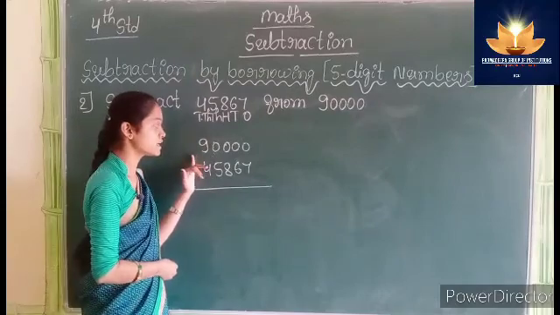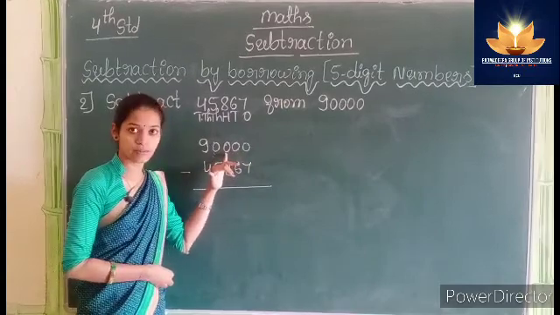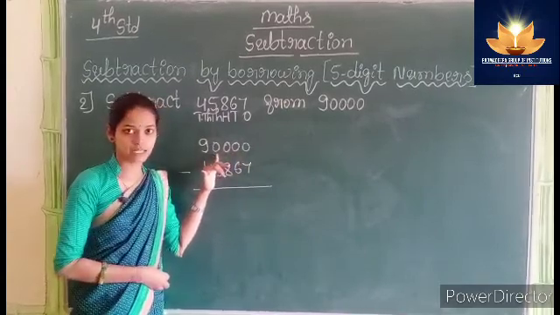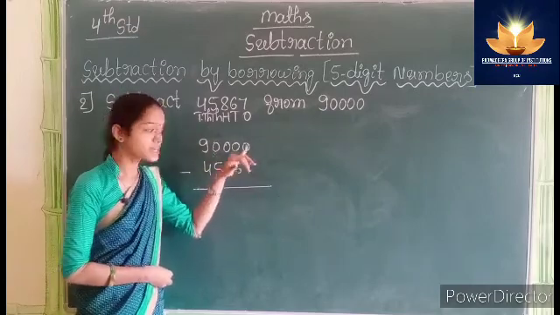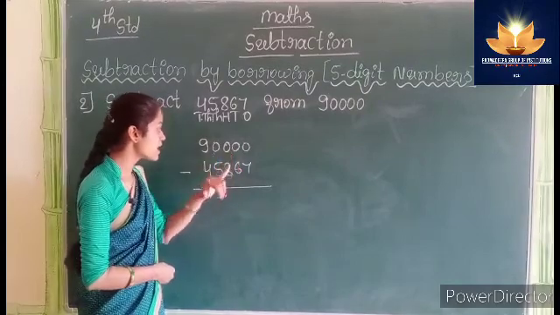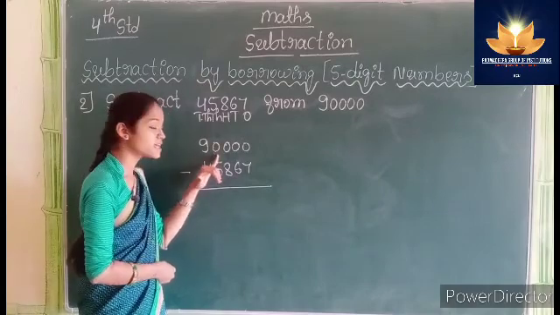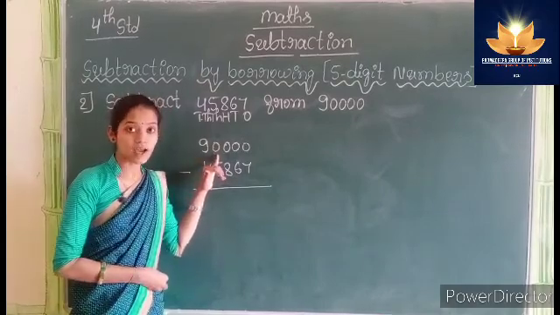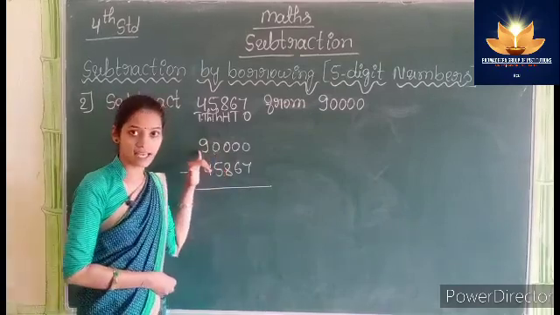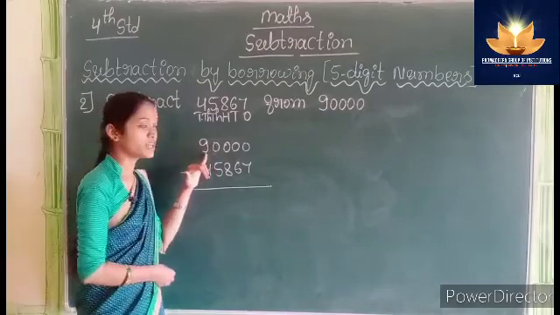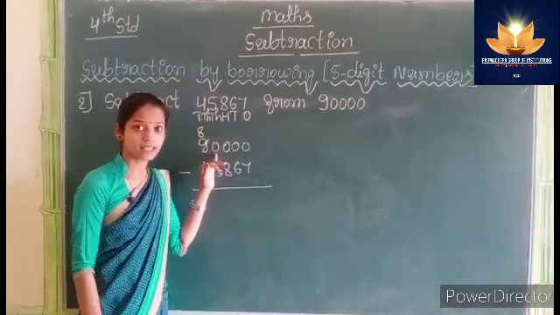As 90,000 contains 0 in ones place, 0 in tens place, 0 in hundreds place, and also 0 in thousands place, right? We cannot subtract this 7 ones from this 0 ones, 6 tens from this 0 tens, and 8 hundreds from this 0 hundreds, then 5,000 from this 0 thousands, right? That's why we have to borrow 1 from this 9, leaving 8 here. Now here we have 10,000s.